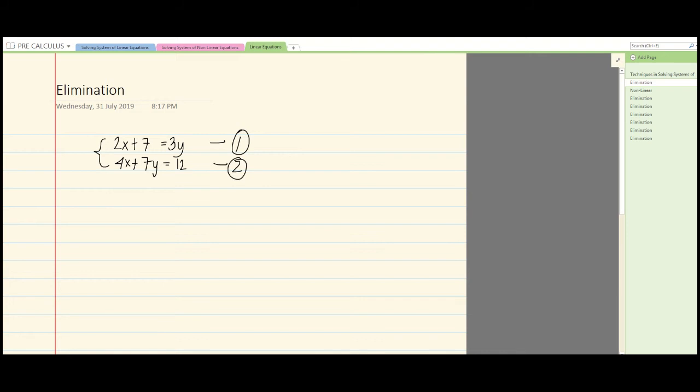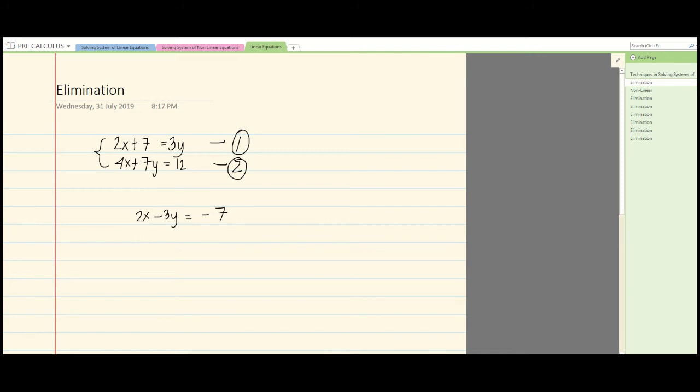So first we will arrange it. We'll transfer y to this side to make it more clear. So 2x minus 3y equals -7. Then we will try to eliminate x.